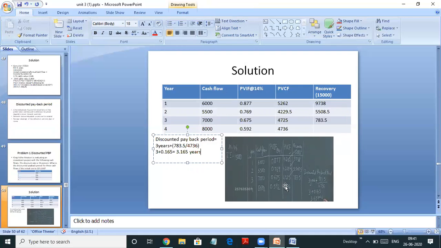I have also put an image of how I have solved it on the board. So I'm subtracting it here. If you see, there's a minus sign as well. So this is how you will find the discounted payback period.